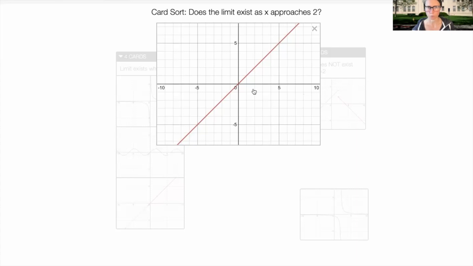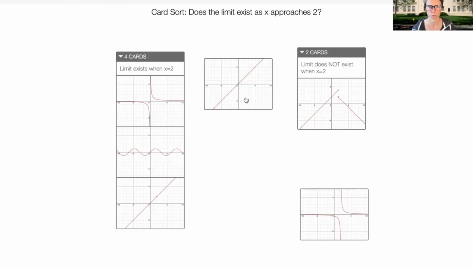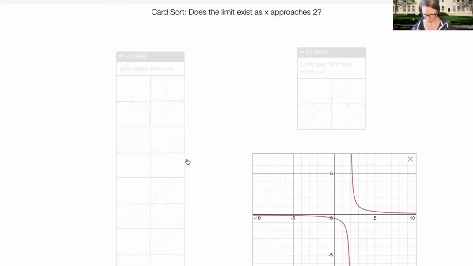The only difference with this graph is that the hole is filled in, and limits really don't care what happens exactly at 2. So again, the limit does exist here, and we can use the same reasoning as the previous example.